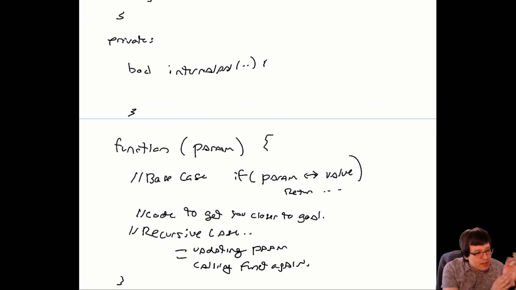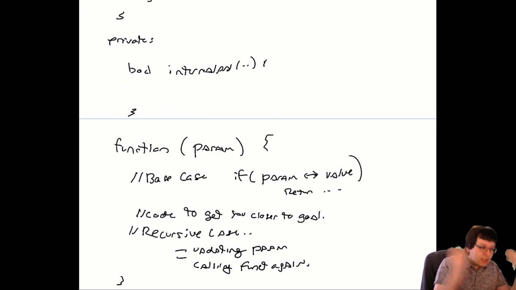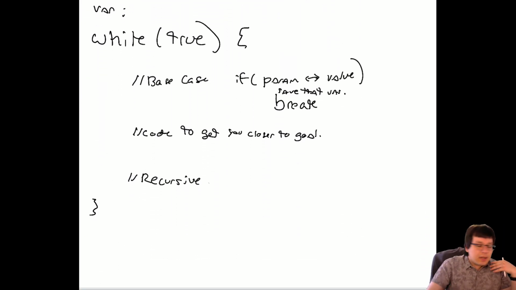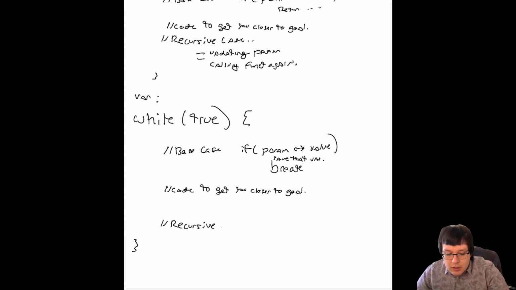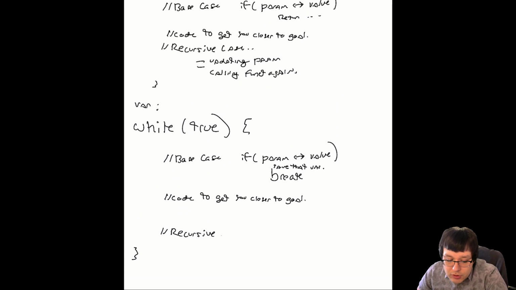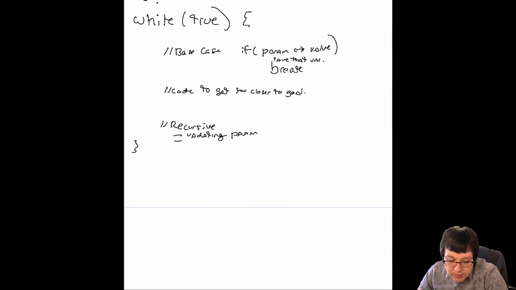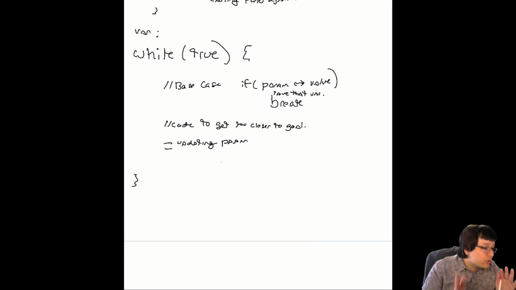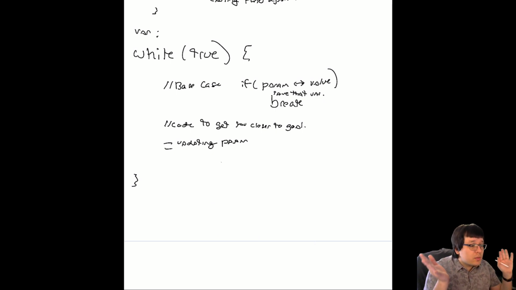It's two things. You're updating your parameters because, again, amnesia, and you're calling the function again. In the iterative version, you don't need to call the function again, but you do need to update your parameters. So that's really the only part of the recursive call that you're going to have, just update parameters. And that's it. As long as you do that, you pretty much will have working iterative code.